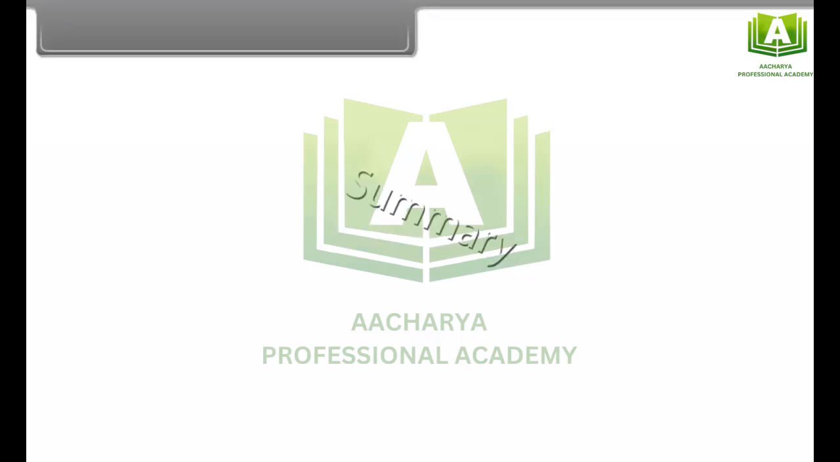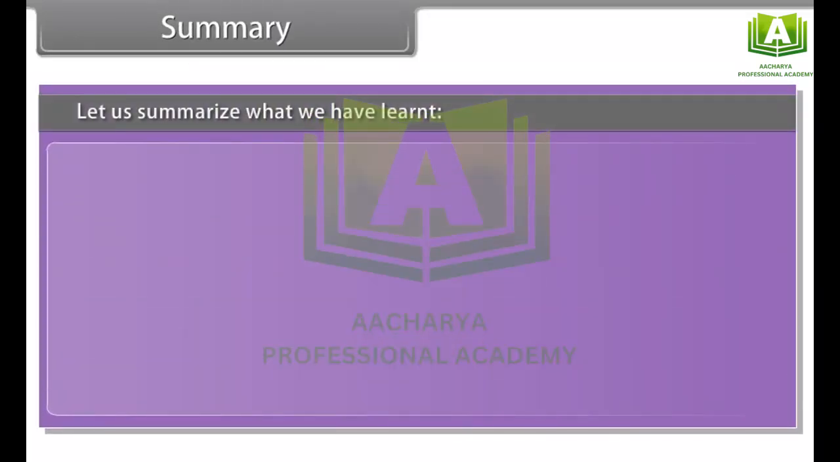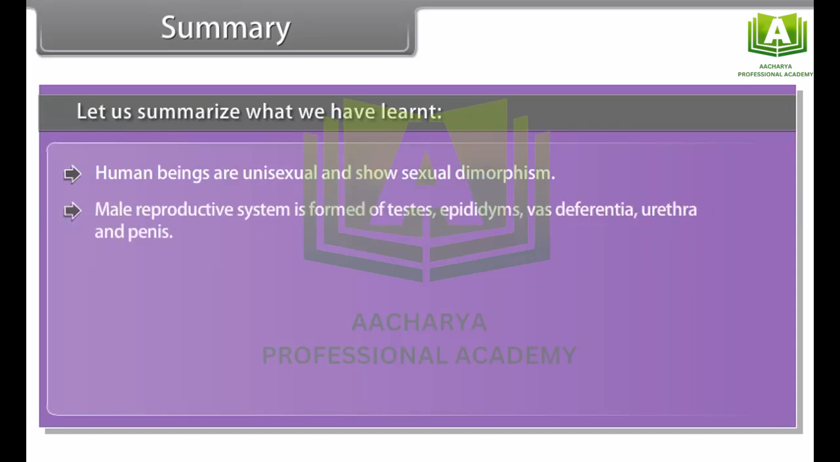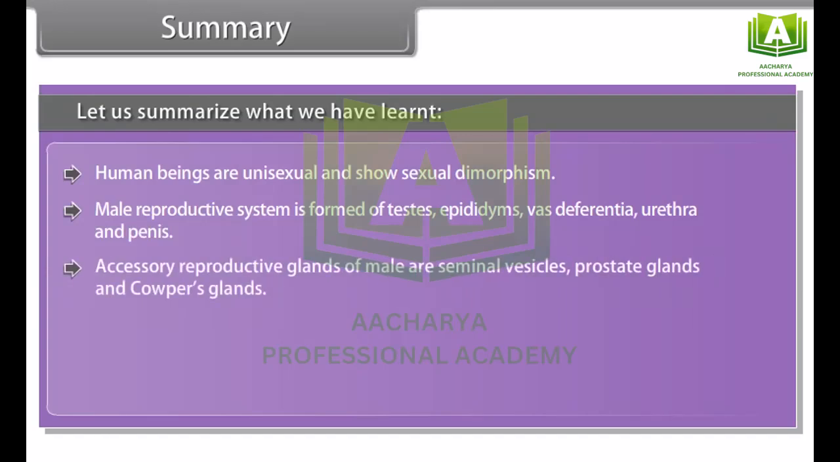Summary. Let us summarize what we have learned. Human beings are unisexual and show sexual dimorphism. Male reproductive system is formed of testes, epididymis, vas deferentia, urethra, and penis. Accessory reproductive glands of male are seminal vesicles, prostate glands, and Cowper's glands.